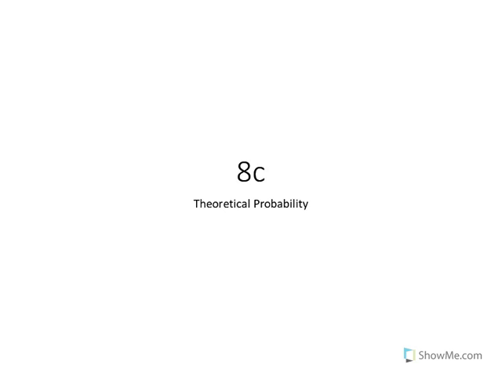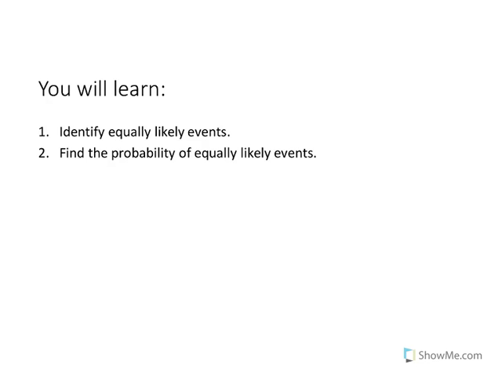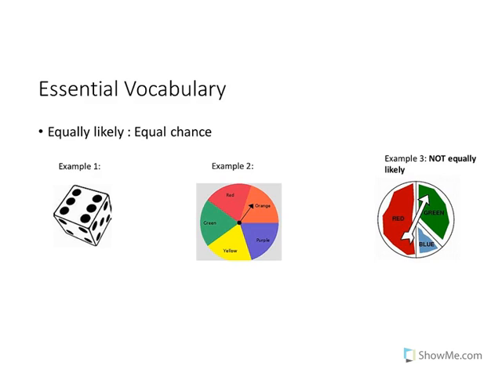This chapter is 8C on theoretical probability. In this chapter, we'll learn to identify equally likely events and to find the probability of equally likely events. The word equally likely means an equal chance.